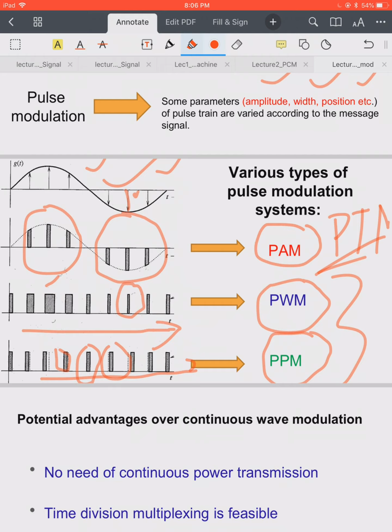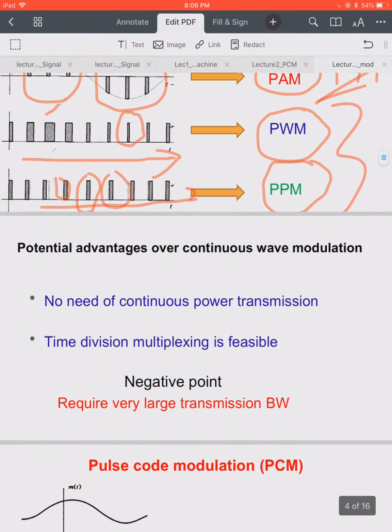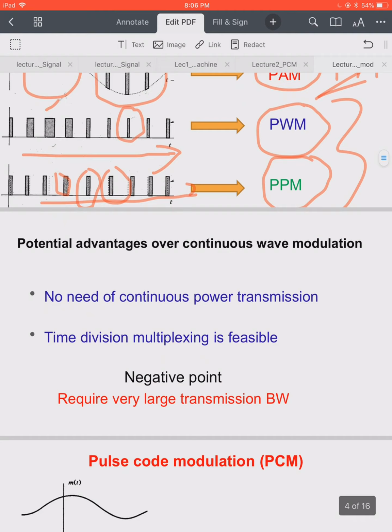Now we are making a transition from the continuous time carrier signal towards pulse modulation, so from continuous modulation to pulse train modulation, right? So what are the potential advantages of the pulse modulation system over continuous wave modulation?